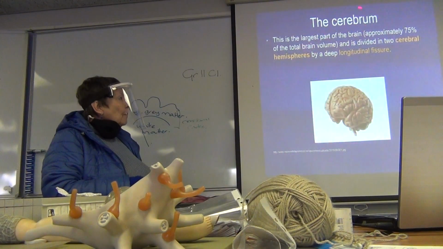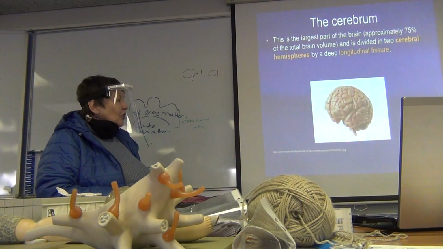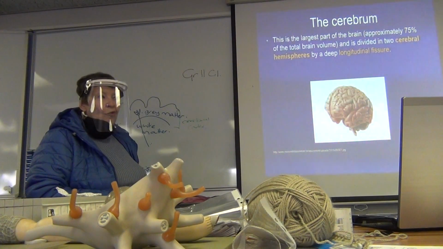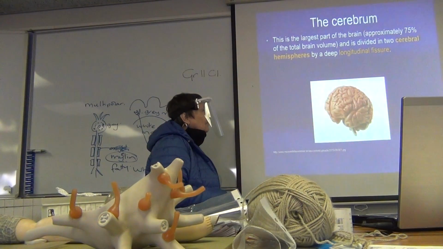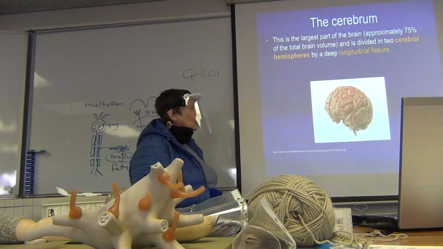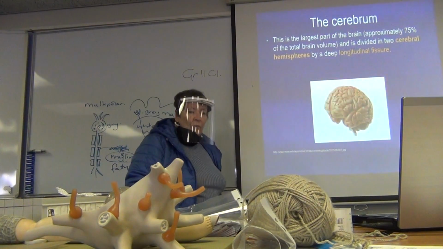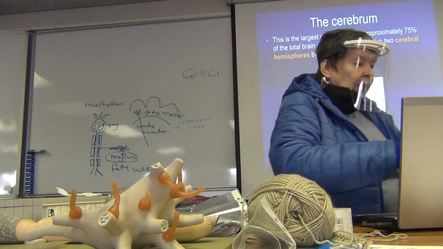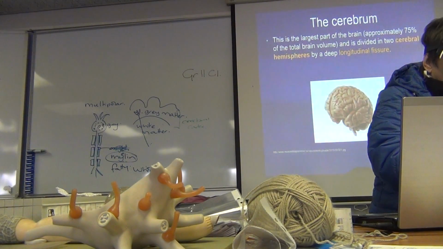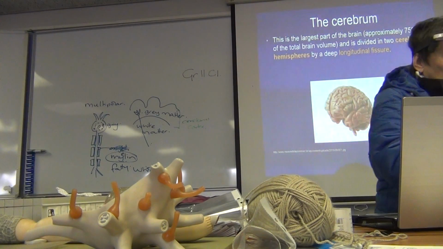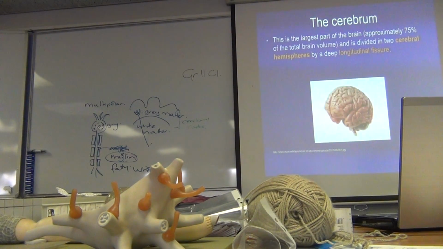The cerebrum is the largest part of the brain, and remember it's part of the forebrain, okay? And it's approximately 75% of the total volume of the brain. And then remember I said to you yesterday that the cerebrum is like a jigsaw puzzle. There we go.